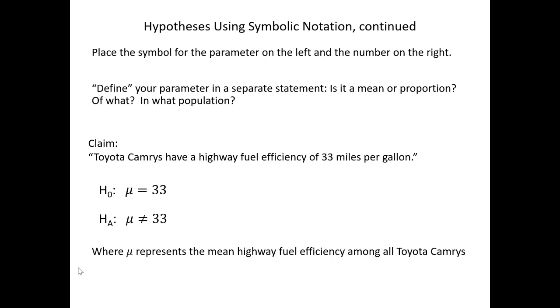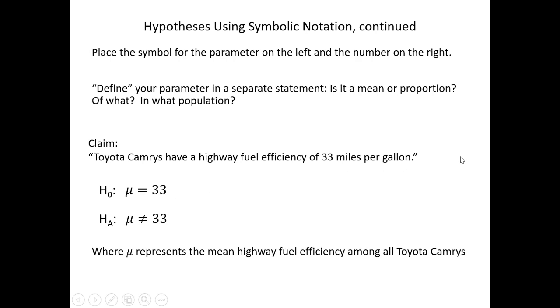All right, here's another example. So for number 2, the claim was that Toyota Camrys have a highway fuel efficiency of 33 miles per gallon. We said that that sounded like a null hypothesis because it's stating that it is 33 miles per gallon. So our null hypothesis would be mu for the mean equals 33.